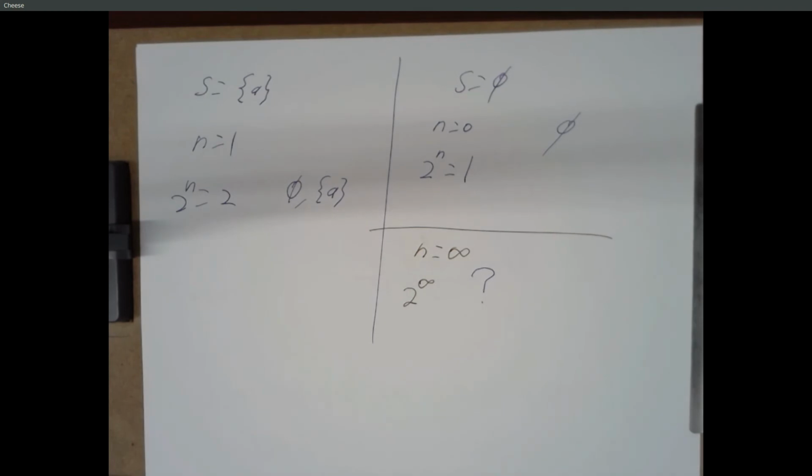So infinity is a funny thing. Infinity is not a number. Okay, there is no number infinity. And so we can't really say 2 to the infinity. Infinity is a symbol we use to represent something that's bigger than any number. But it's not a number itself. It's something that's bigger than any number.